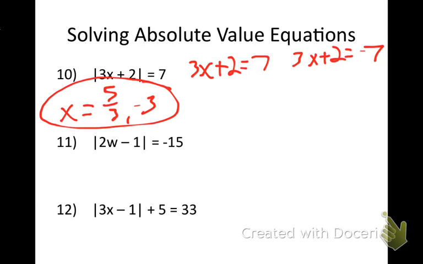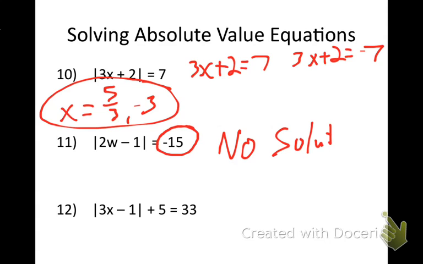Now, number 11. Again, some of you identify it. Absolute value of 2w minus 1 equals negative 15. Can an absolute value ever equal a negative? No, it won't ever equal a negative. I can throw anything I want to in there and it would never come out as a negative number. So my answer here is what, Sage? No solution. This one is a no solution.